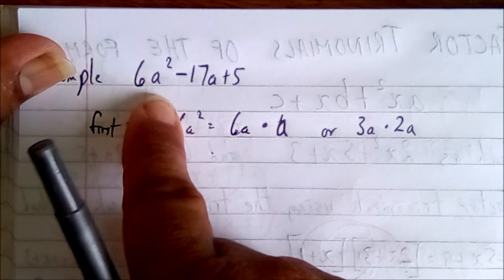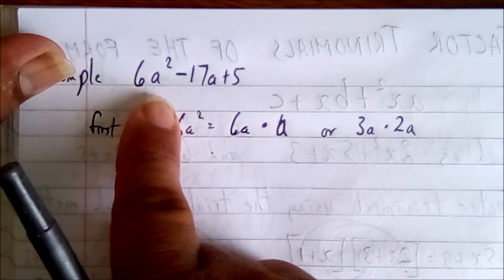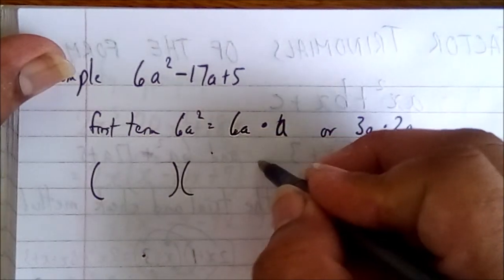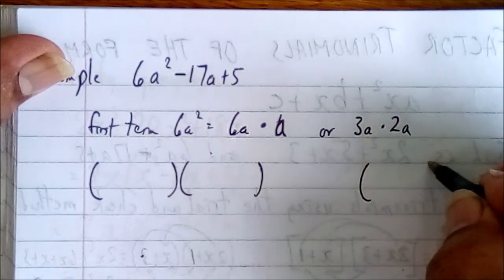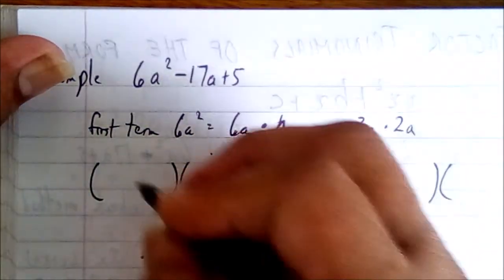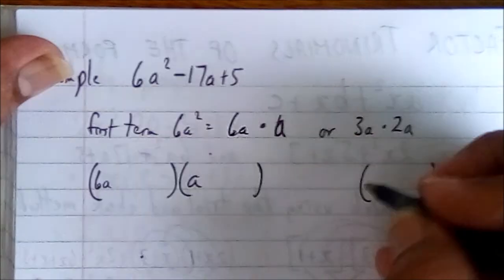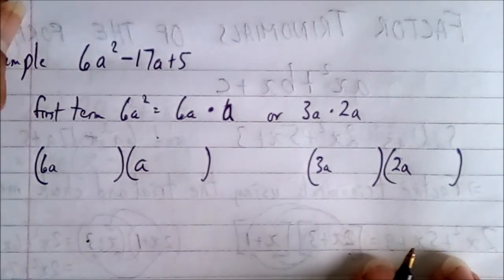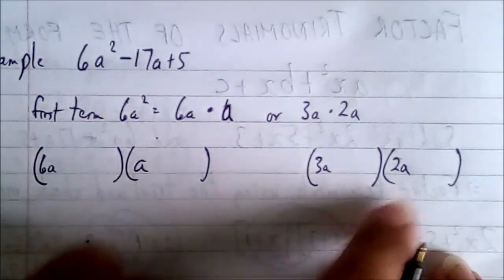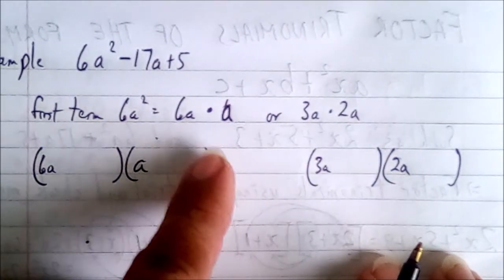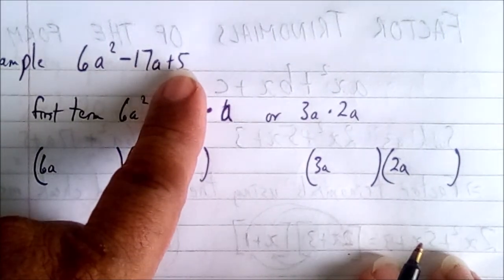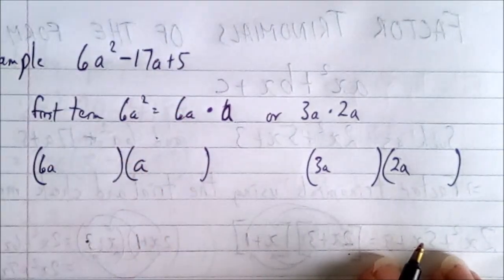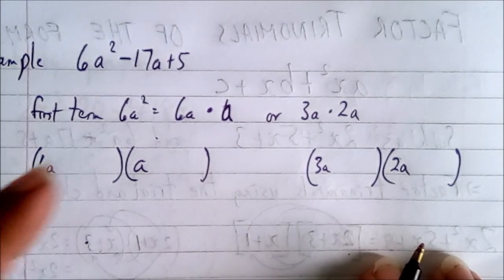Now, to fill in the blanks, because we now have the possibility of having more solutions, you can have 6a and a, or 3a and 2a. You can have those possibilities. To fill in the blanks, we must find two factors of 5. What two factors can give us 5? The only way we can get 5 if we multiply them is 5 times 1. So we can use that.